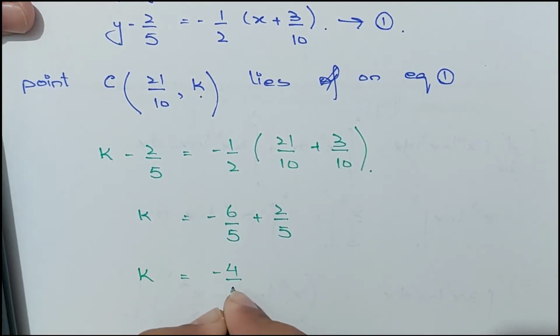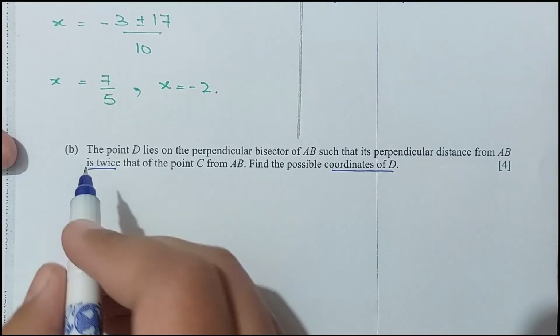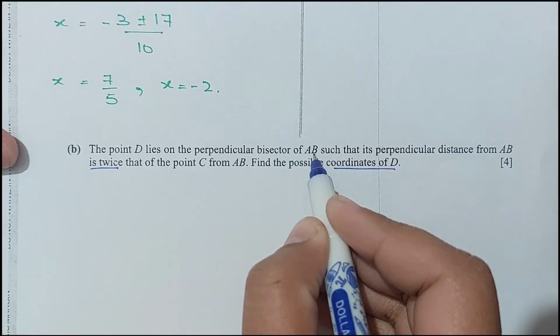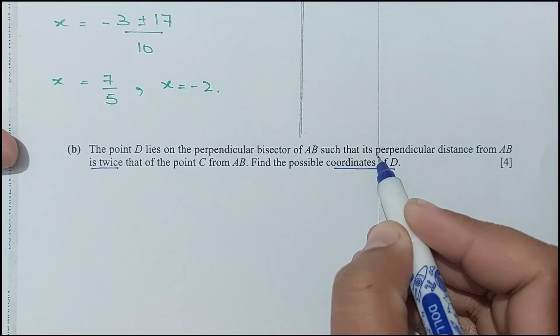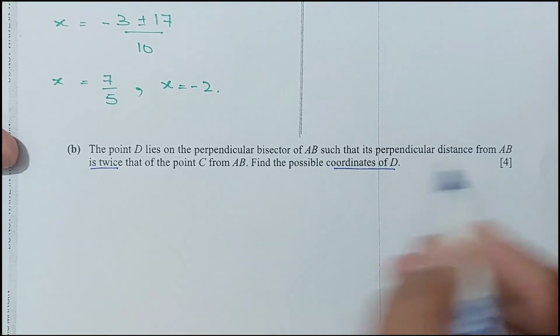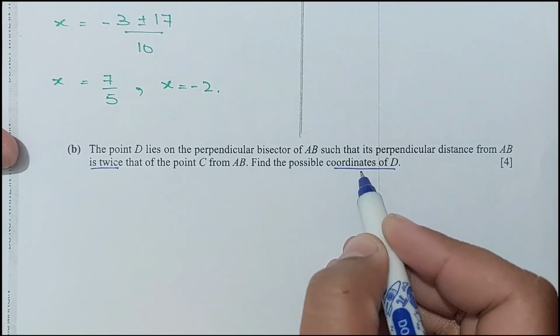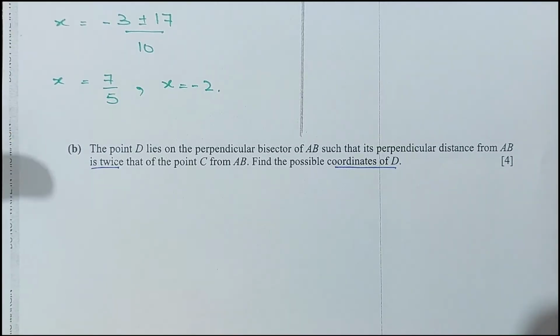This is the exact value of k. Now for part B, the point D lies on the perpendicular bisector of AB such that its perpendicular distance from AB is twice that of point C from AB. Find the possible coordinates of D. Alright, so let us visualize this situation.